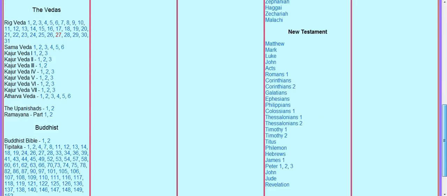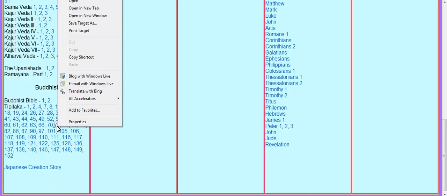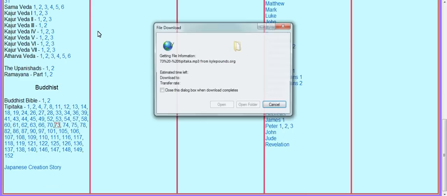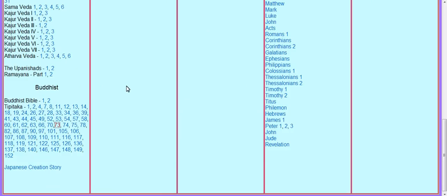The Vedas are giant, as you can see. Buddhist Bible is really big, as you can see. The Tipitaka. You know what? Tipitaka, dude. That disappeared off my computer, and there's no trace of it. I had to take it off of my server as well, so Tipitaka is gone, and it was really big too. Oh well.